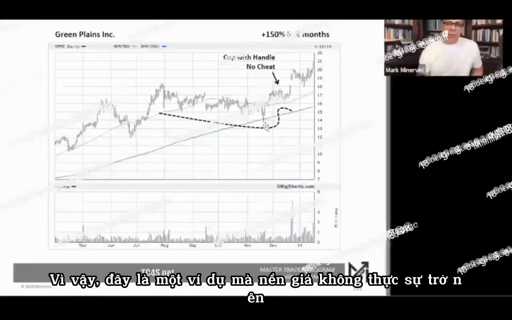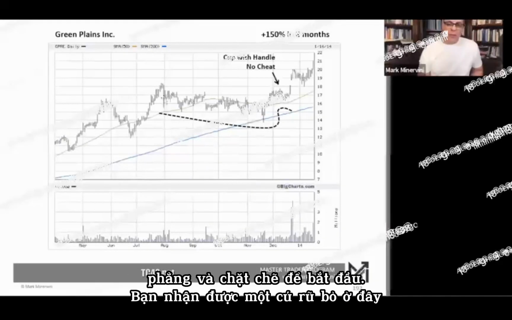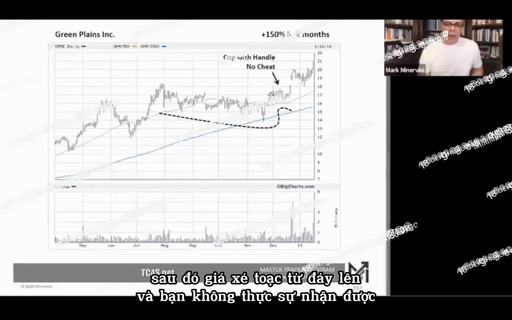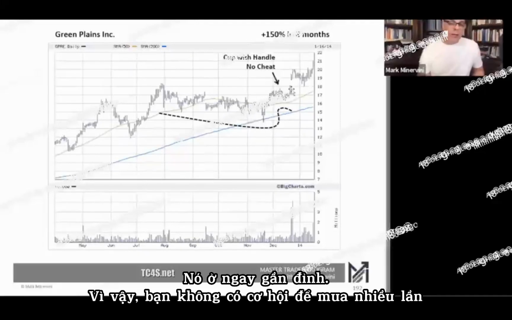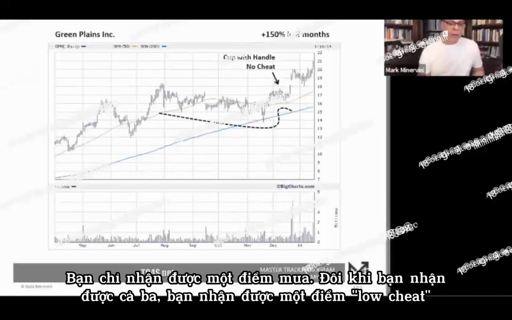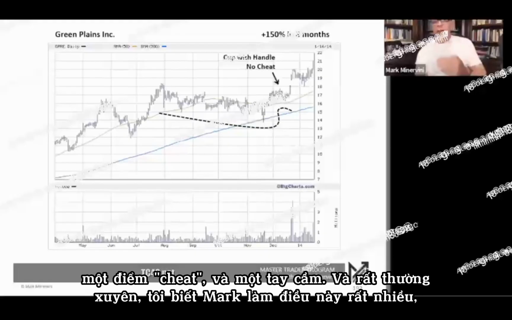So now here's one that you won't really get. It's pretty flat and tight to begin with. You get a shakeout here of the lows, comes ripping right back, and you don't really get anything, a low cheat or a cheat. It just forms a handle here. It's right up by the highs. So you don't get an opportunity for that. You only get one opportunity. Sometimes you get all three. You get a low cheat, a cheat, and a handle.